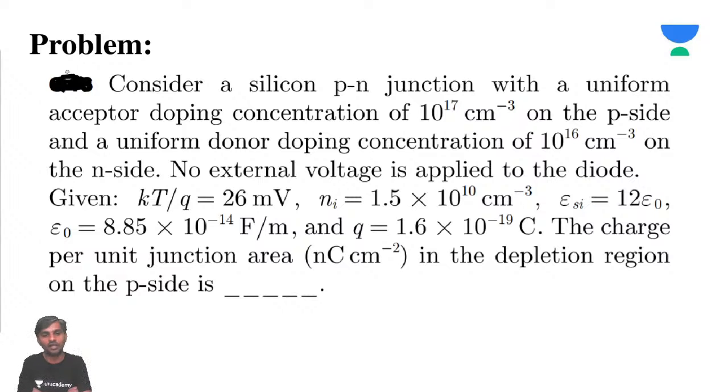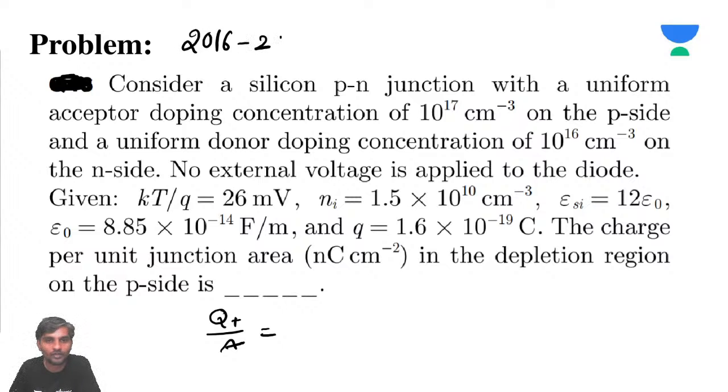The question asks for the charge per unit junction area in the depletion region on the P side. So it is simply asking for Q plus by A, Q plus by A. I think this came in 2016 for 2 marks.